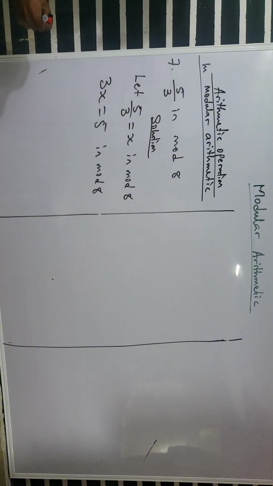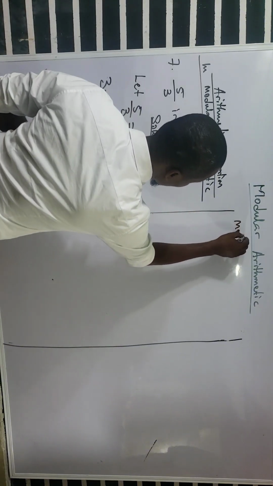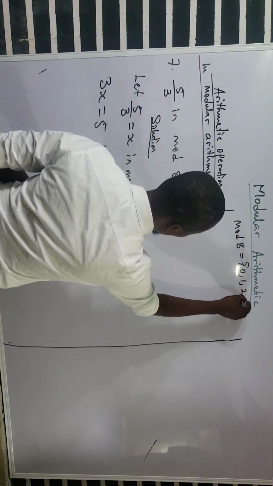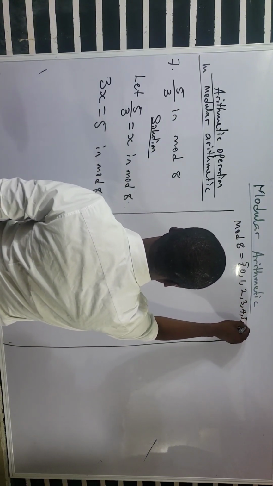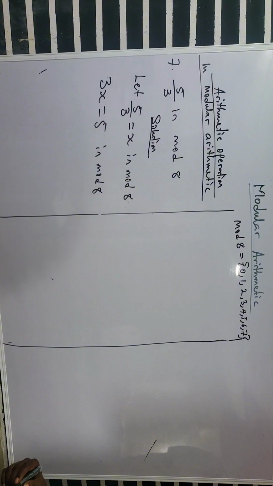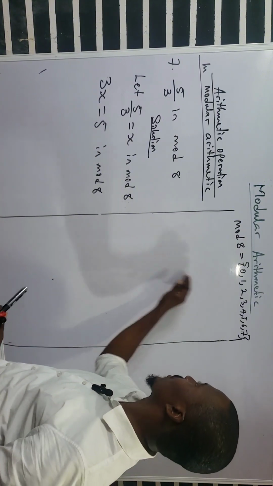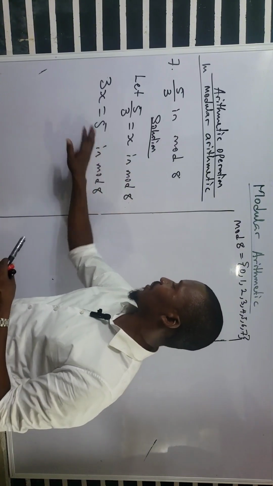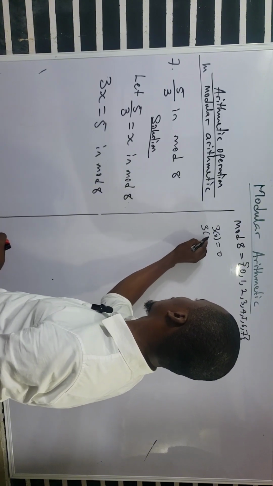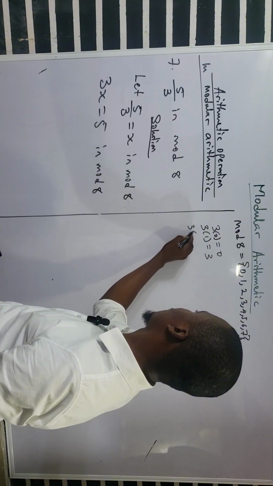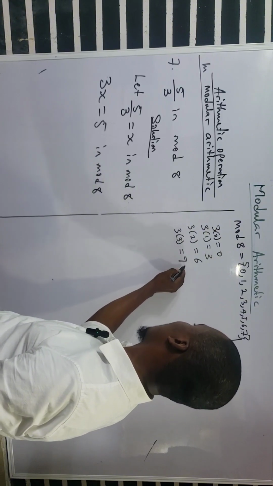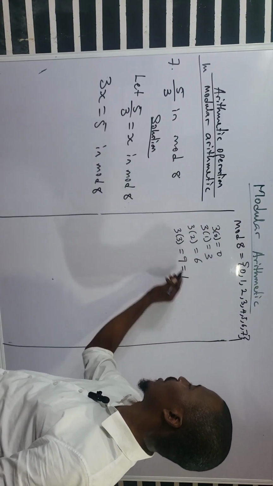And what are my numbers in modulo 8? The integers I'm expecting to have in modulo 8 are 0, 1, 2, 3, 4, 5, 6, 7. So these are the integers I expect to have in modulo 8. So I'm going to try them out to see the one that will give me 5 in modulo 8. So 3 into 0 will give us 0. 3 into 1 will give us 3. 3 into 2 will give us 6. 3 into 3 will give us 9, and 9 in modulo 8 will give us 1.